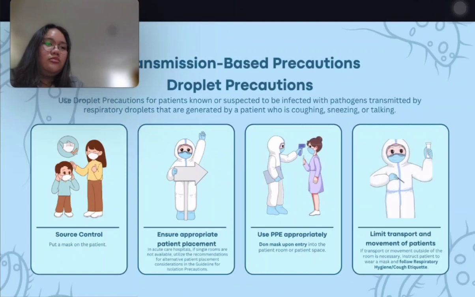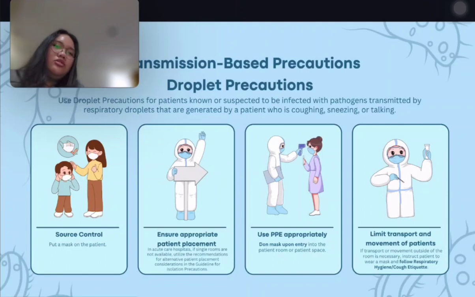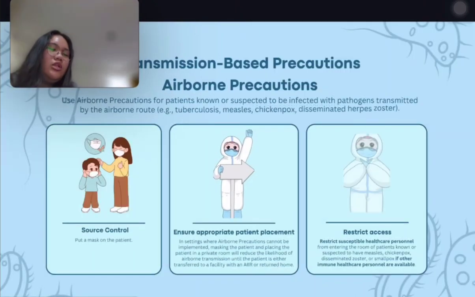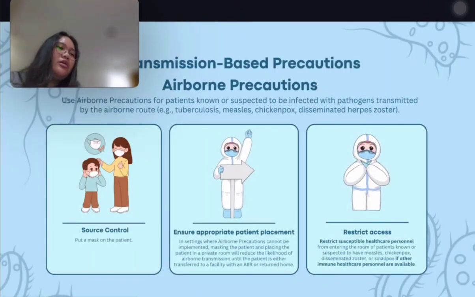The next we have our droplet precautions. This is for those infected with pathogens transmitted by respiratory droplets generated by coughing, sneezing, or talking. First we have source control. We put masks on the patient, and then again we have ensuring appropriate patient placement, using PPE appropriately, limiting transport or movement of patients, and now we have airborne precautions.